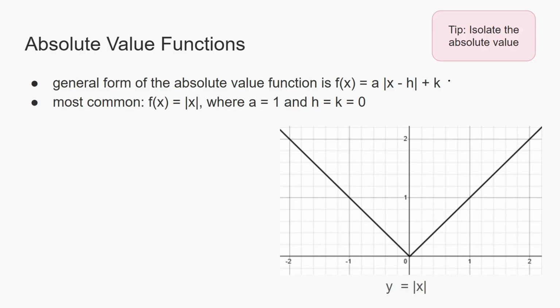A tells you how far the graph stretches vertically and whether the graph opens up or down. If a is a positive number, it opens up. If a is negative, it opens down.